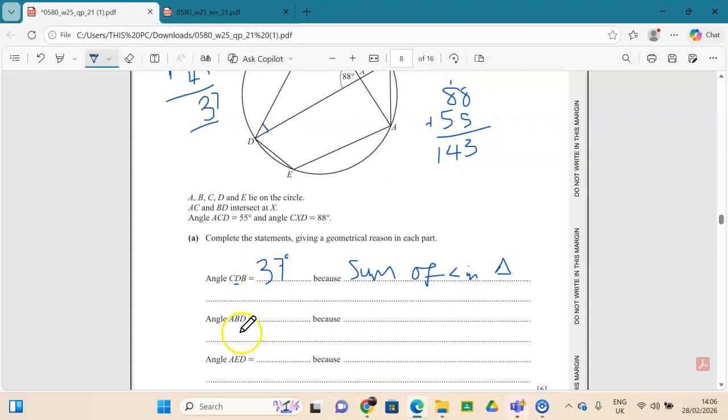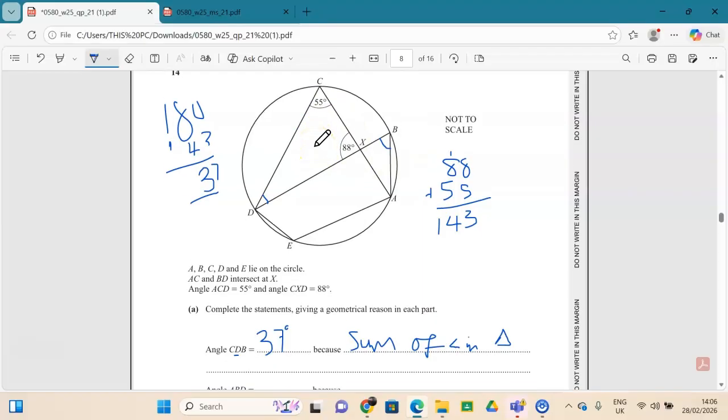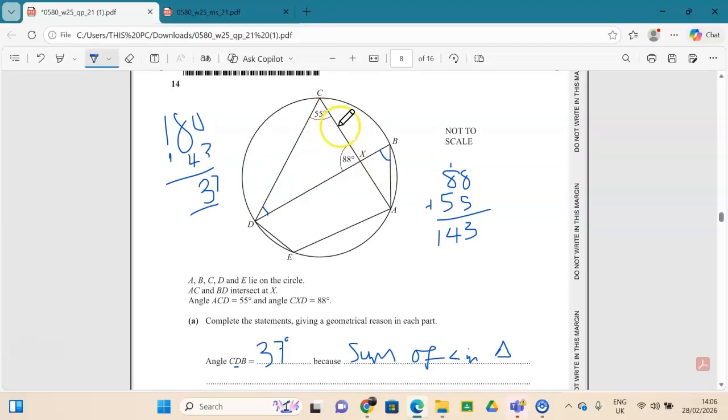The next one says angle ABD. Let's look for ABD. A, B, and D. So we are looking for this very angle here. We can see this should be equal to this, obviously. You can see angles in the same segment, which some students call the bow tie theorem. You can see this segment of the circle. These are angles formed in the same segment.